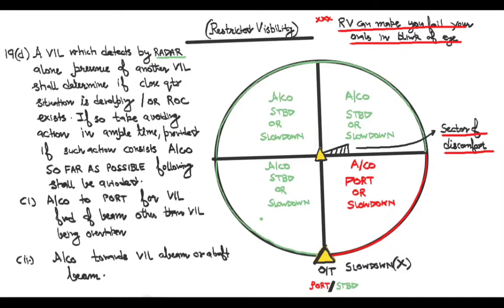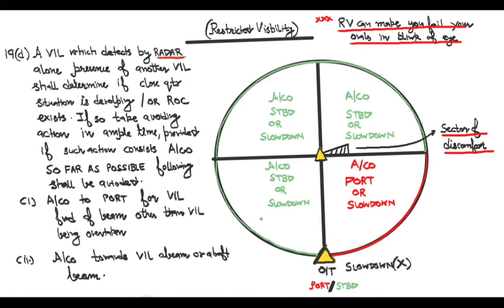A vessel which detects by radar alone the presence of another vessel shall determine if a close quarter situation is developing or risk of collision exists. So what it is trying to say here is that if your vessel is fitted with radar, and you're an officer of the watch standing on a bridge, you have only two things: one is ARPA, another is by sight, right? Now, sight is not available to you because it is restricted visibility. So another thing is hearing. So you have only two things: one is radar and another is hearing.